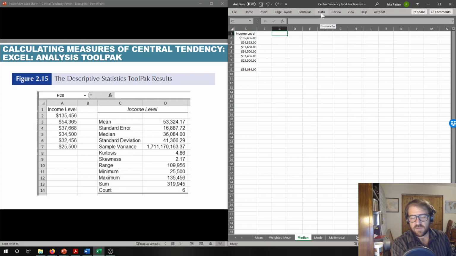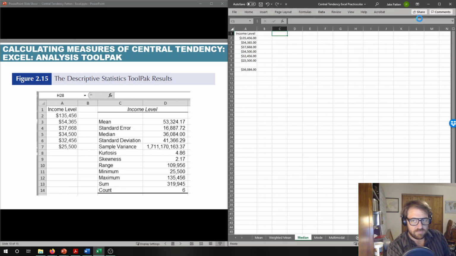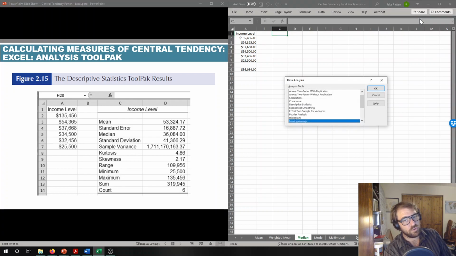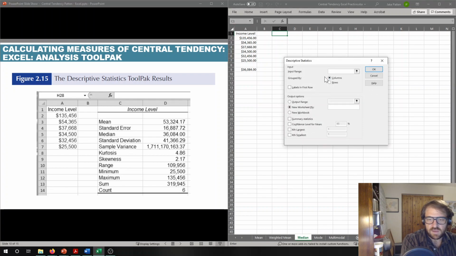data set. So we're going to go to data. We're going to go to data analysis. It's going to load for a while. There we go. And we want to go to descriptive statistics. Click OK. And now it wants to know our input range. The input range is just all the data that we want to take a look at. So we're going to highlight all these incomes here. It's in columns. That's the default. So that's good.